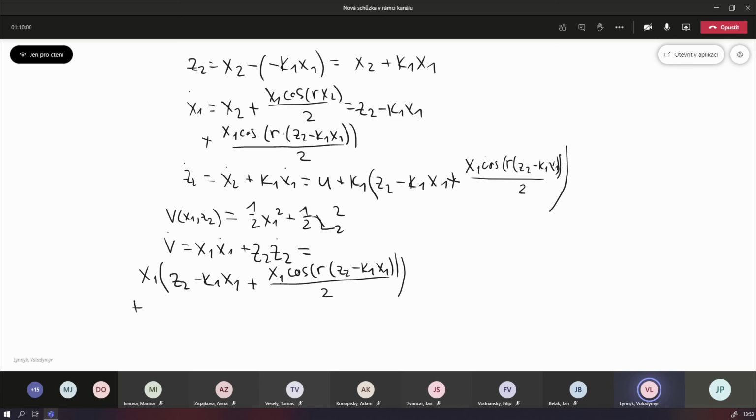And plus z2 times z2 dot, this u plus k1 and z2 minus k1 x1 plus this term with cosinus x1 cosinus r times z2 minus k1 x1 all divide 2.